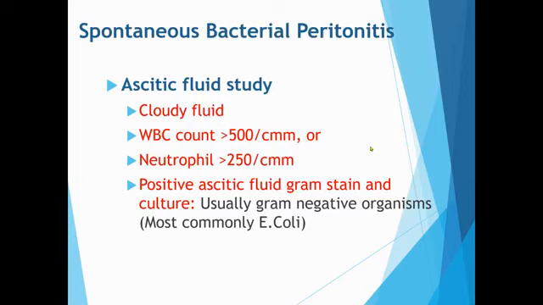And if you go for WBC count, it is more than 500 per cubic millimeter of fluid. And if you go for neutrophil count, it is more than 250 per cubic millimeter of fluid. Then if you send the fluid for gram stain, in most of the cases you will get a gram negative organism, mostly E. coli, and send it for culture. So you will get the bacterial growth in the culture, as well as you will get the most sensitive antibiotic to treat the patient.